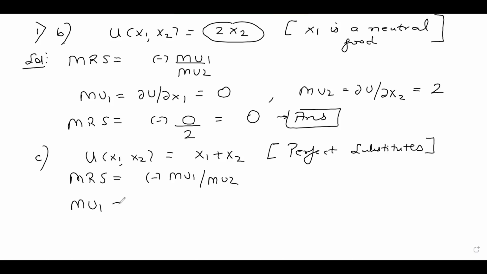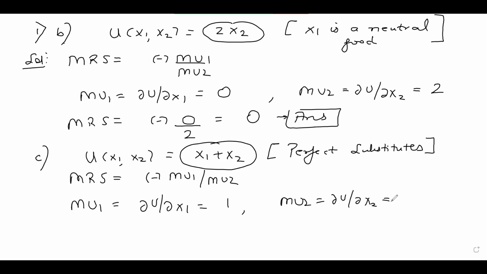Quickly, let's find MU1, that's del u by del x1. The partial derivative of the utility function with respect to x1 is 1. MU2 is del u by del x2. The partial derivative of the utility function with respect to x2 is again 1. MRS is minus 1 by 1, which is minus 1. This is the answer for part C. So I hope students have understood this. Let's quickly move to question 1, part D.